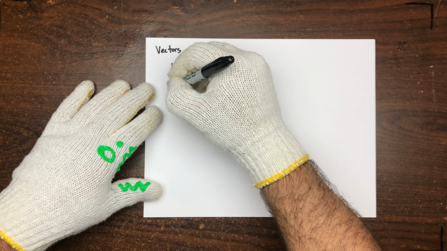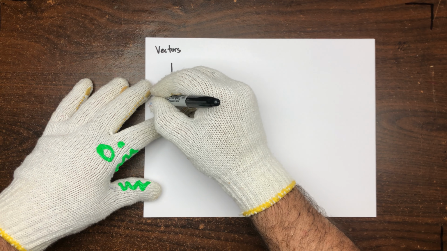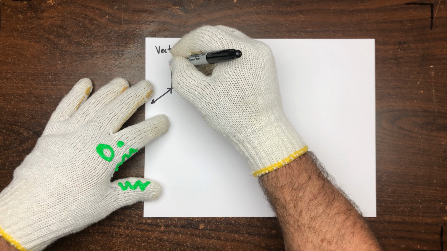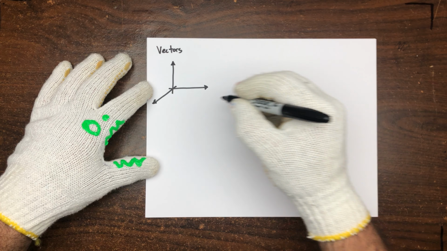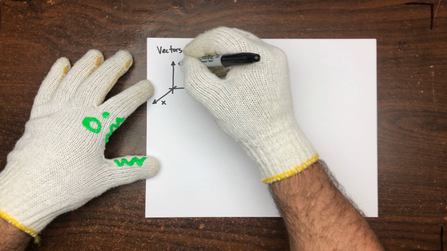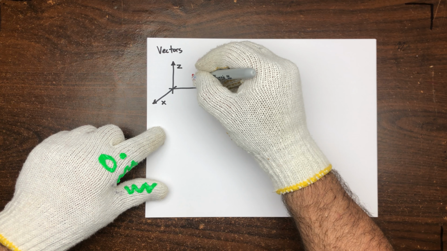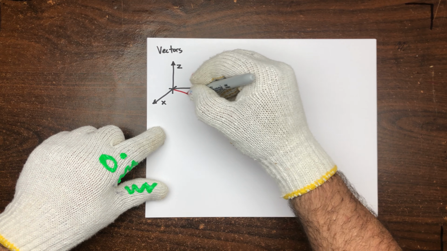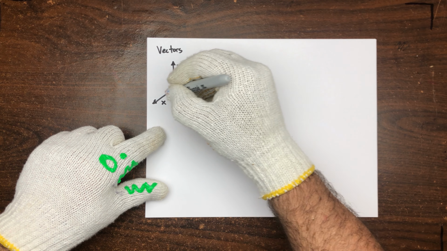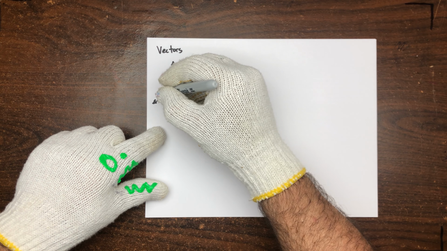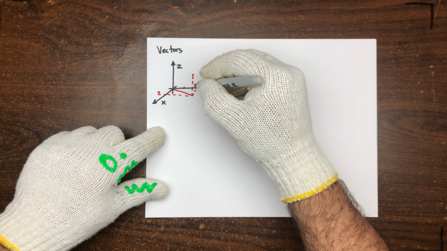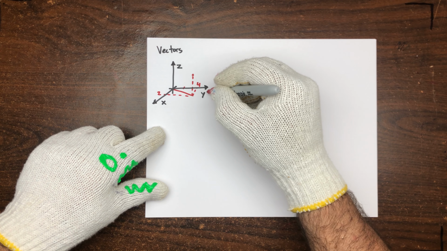Vectors. Vectors are used when talking about a value that has more than one dimension. A good example would be spatial dimensions. To describe this point in space here, let's see how far we are. It'd be about maybe 2 in the x direction. If that's 2, this will be, let's say, 4 in the y direction.